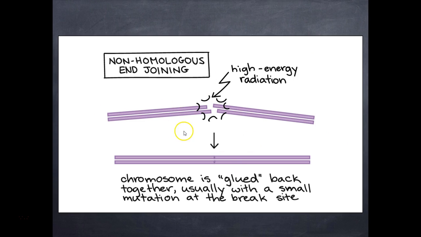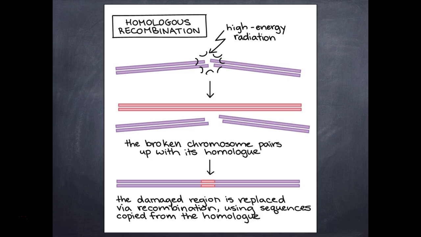So here we picture a non-homologous end joining where there was high energy radiation that severed the 2 strands, and they're just haphazardly glued back together in order to preserve that structure. Homologous recombination, however, is a little more complicated, but that also means it's more effective at repairing double-strand breaks if it is possible for the cell to accomplish.